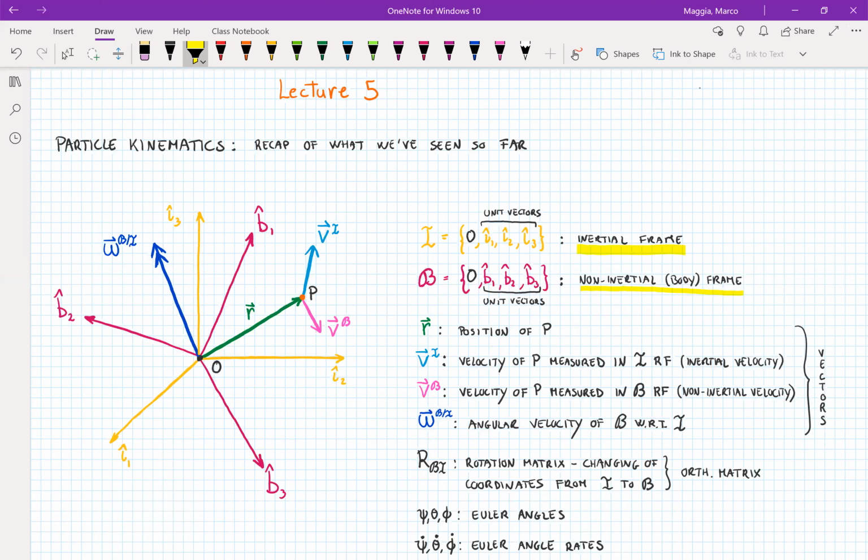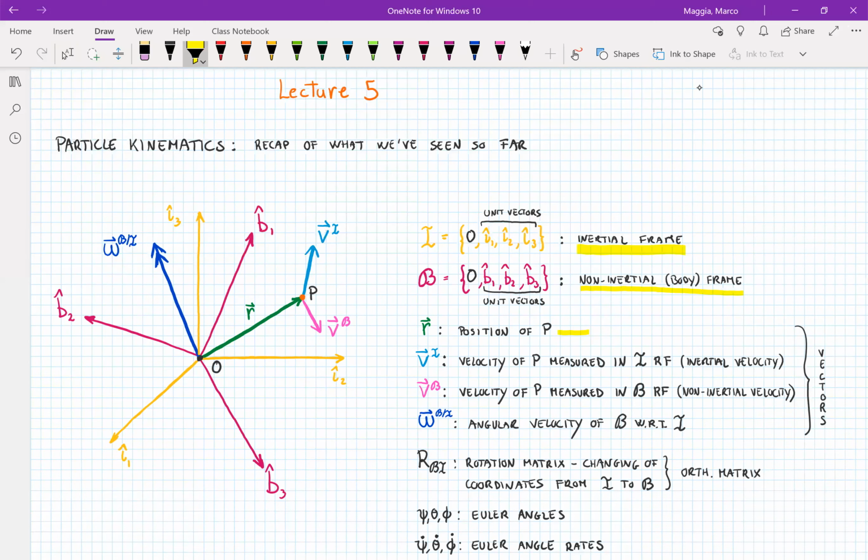Then we have the position of P. One thing that I failed to mention is that we always refer to the inertial and the non-inertial frame, or we assume that they share the same origin. If they don't, the only thing that you need to do is just to transpose one origin on top of the other. That's it. And then you can apply the rotations to switch from one frame of reference to another.